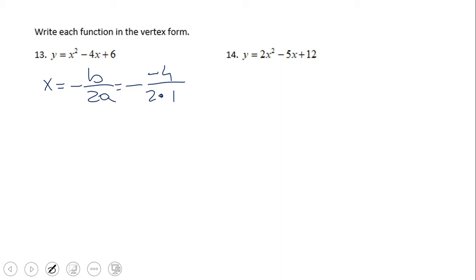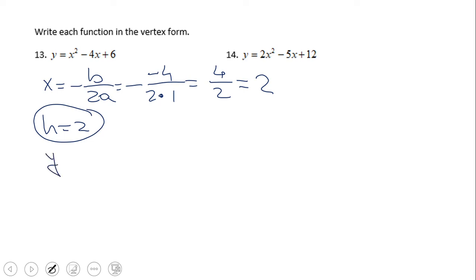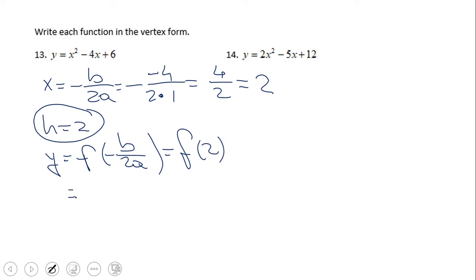If we simplify this quotient, we're going to get positive 4 over 2, which is 2. X equals 2 is the axis of symmetry, if you remember, but also the h, the x coordinate of the vertex. Now we have to find the y coordinate of the vertex. And if you remember, we have that f of negative b over 2a, which means nothing else than, in our case, plug that 2 in your original equation. So we end up with 2 squared minus 4 times 2 plus 6.